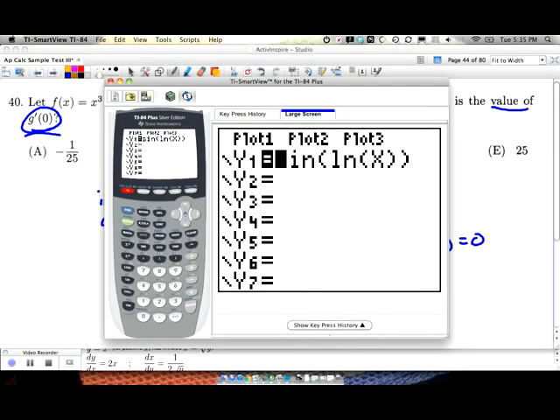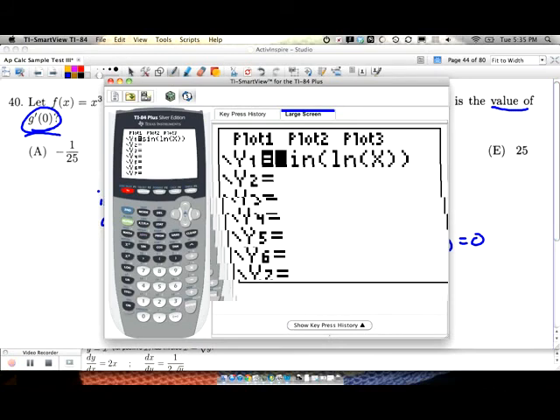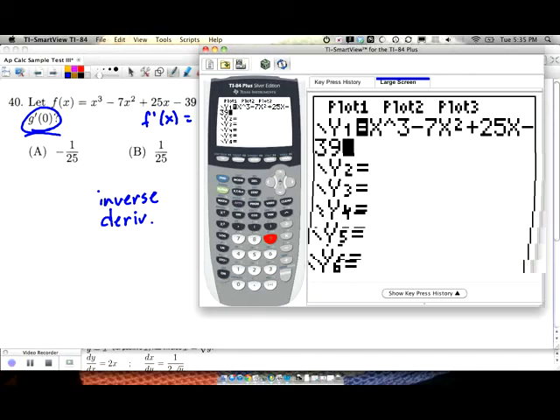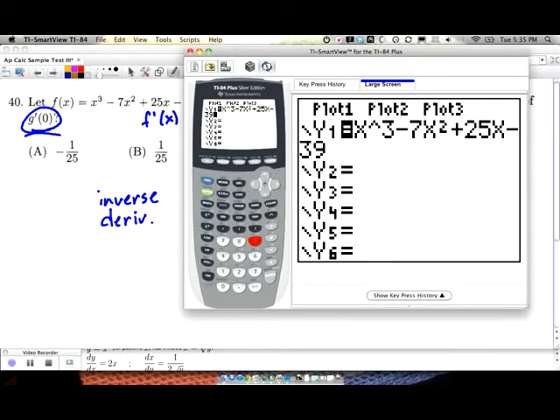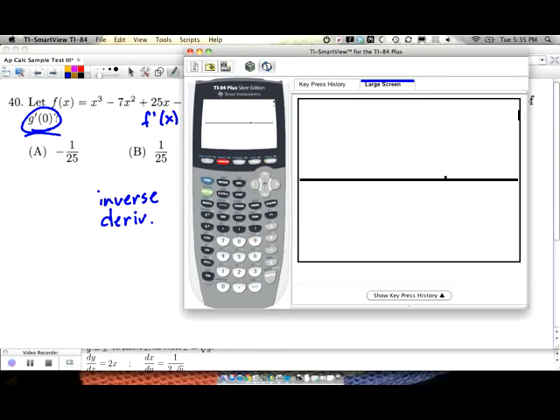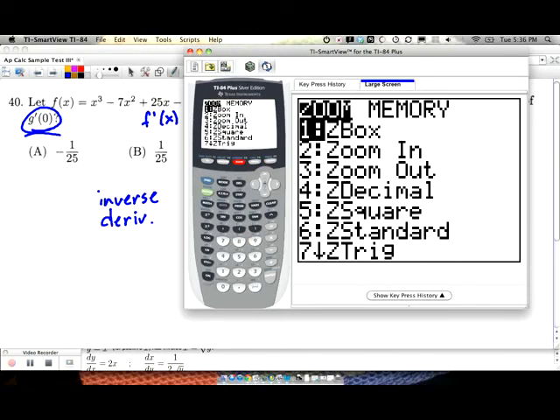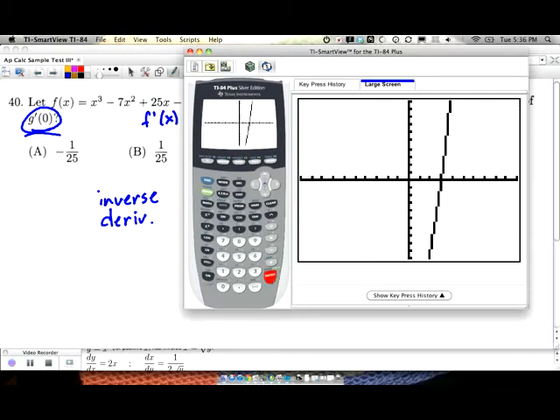So let's go back to our functions here. And f of x is this big, long polynomial. So I need to type that in. It's going to be x to the third power minus 7x squared plus 25x minus 39. Do they give us an interval? No, it just says find the 0. So I need to graph it. Let's do just a standard zoom. Get a general idea, see if we can get it from there.